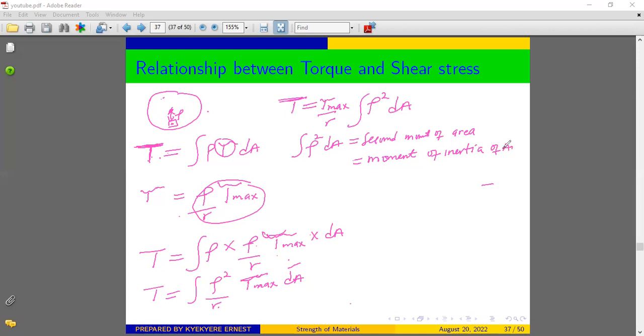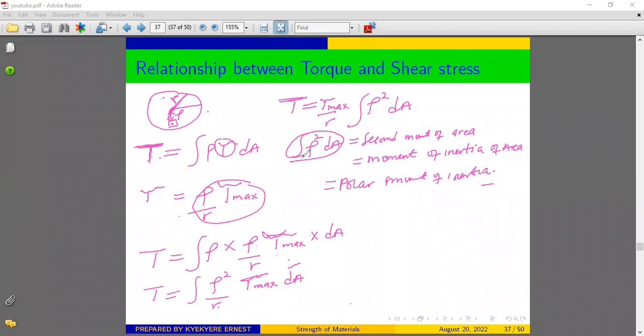Good. But in this case, we are dealing with circular objects. And if you remember, we stated that anytime we are dealing with circular objects, our distance in question is the radius, and once we are using the radius for circular objects, the moment of inertia becomes the polar moment of inertia. So all this is the polar moment of inertia, which is represented with J.